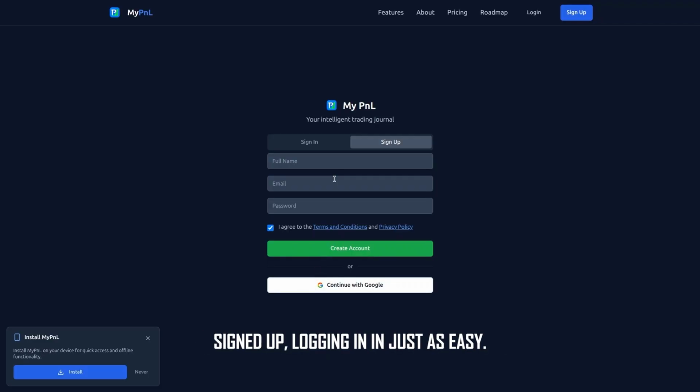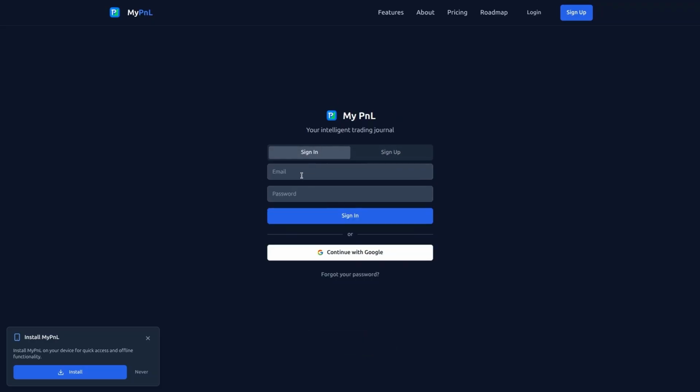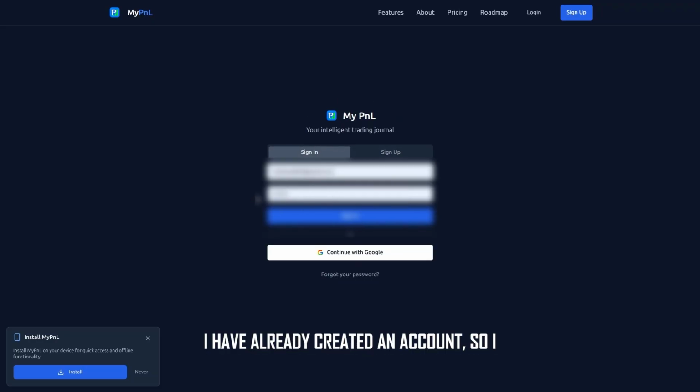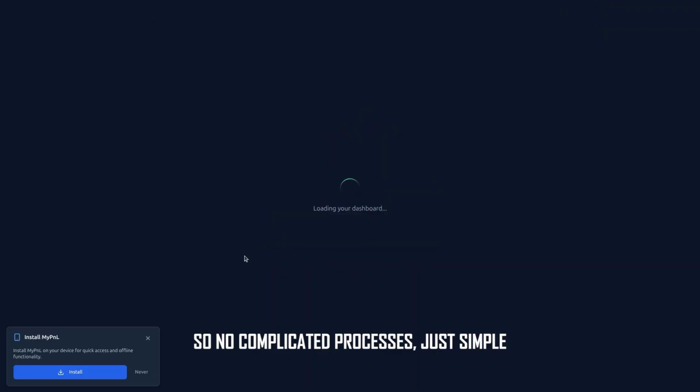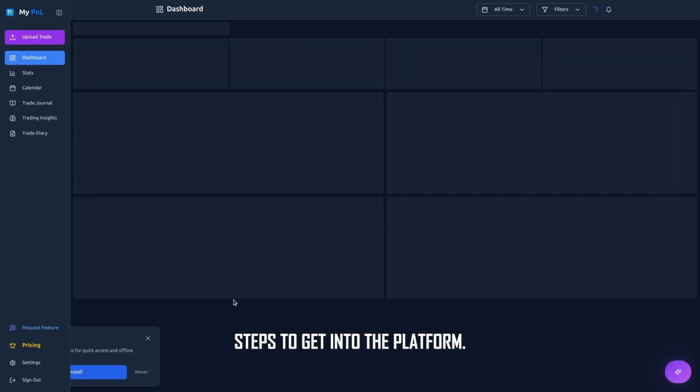After you're signed up, logging in is just as easy. Simply enter the email and password you used during the sign up. Hit the sign in and you will be taken straight to your dashboard. I have already created an account, so I will just sign in. So no complicated processes, just simple steps to get into the platform.